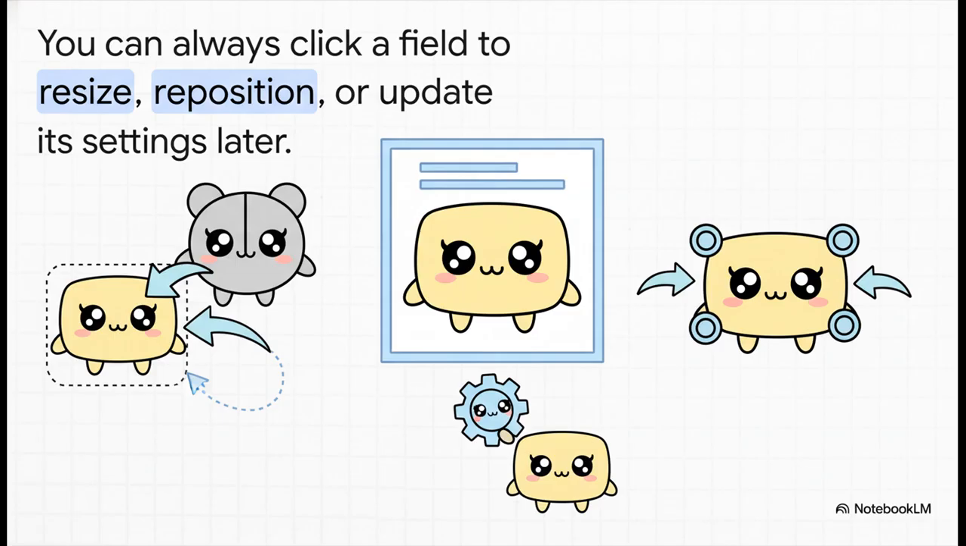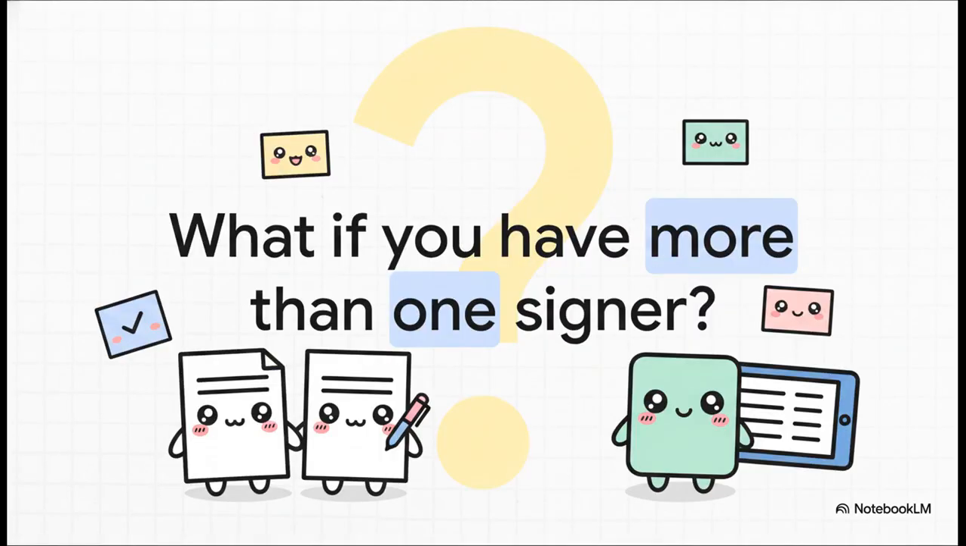And don't stress about getting the placement absolutely perfect on the first try. The whole system is designed to be super forgiving. Once a field is on the page, you have total control. You can click and drag it to a new spot, use the corners to resize it so it fits perfectly, or click to open up those properties again. Maybe you decide a field needs to be required instead of optional. You can change that at any time. It's completely flexible.